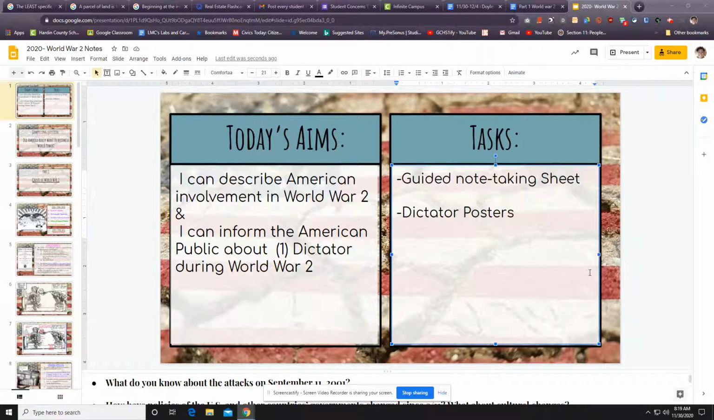So, there are two tasks for today and tomorrow. One, today you need to complete the guided note taking sheet, and two, tomorrow you will be creating a dictator poster, which we'll discuss later in the video.